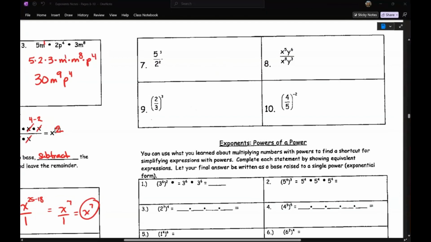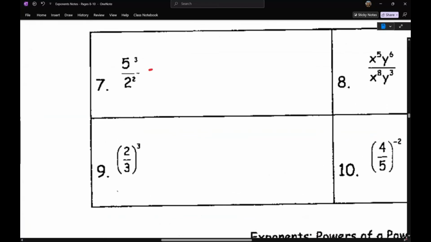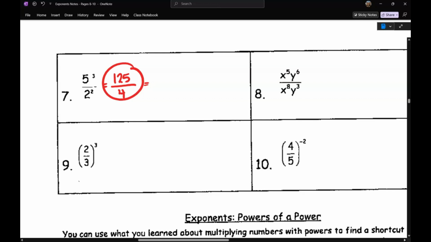There are no rules. We don't have the same base. We don't have an exponent of 0. We don't have any negatives. So this just becomes 5 to the 3rd is 125. 2 squared is 4. We can just leave it like that. That's as far as I'm going to take it. You could change it to a decimal if you wanted. But there's no shortcuts with that one because the bases are different.